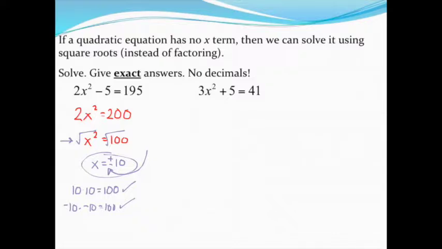Okay, let's try one more, unless you want to try this on your own and pause the video. I'm going to subtract 5 from both sides, so I'll get 3x squared is equal to 36. Dividing both sides by 3 gets me x squared equals 12. And at this point is when I want to take a square root to finish the problem. So the square root of x squared is just x. 12 is not a perfect square, so I do not want to get a decimal for it.